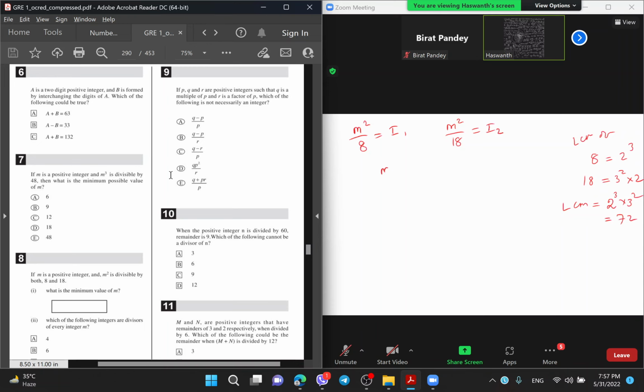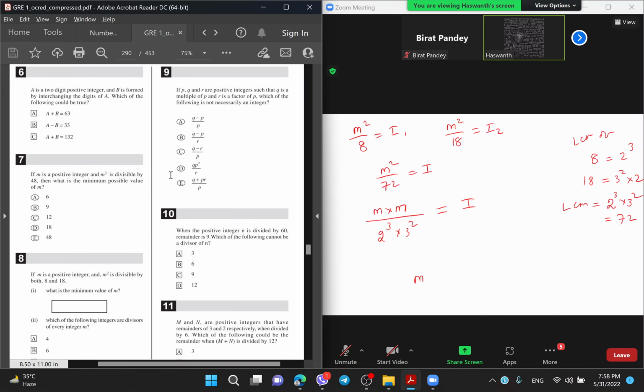So m square must be divisible by 72. So m square by 72 must give us an integer. That means m square, expand this numerator, m into m. Expand the denominator, 72 means 8 into 9, 2 cube into 3 square, must give us an integer. Now we have to look at the minimum value of m in such a way that this condition is satisfied.